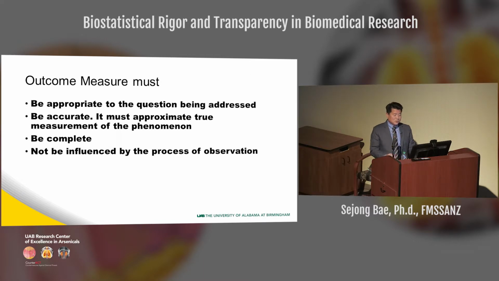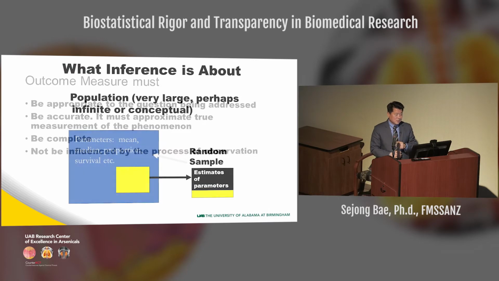And when you're choosing the outcome measurement, it must be appropriate to the study question being addressed and must be accurate and approximate the measurement of the phenomenon. It should be complete, and it should not be influenced by the process of the observation. If there are missing values, you have to think about how you're going to treat the missing values and how you're going to address the attrition as well.